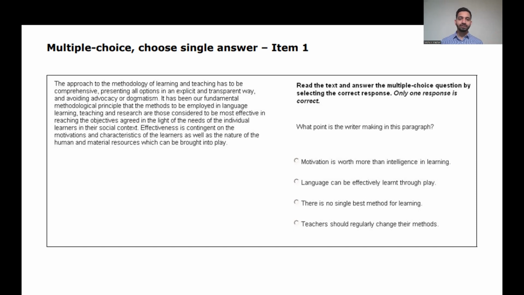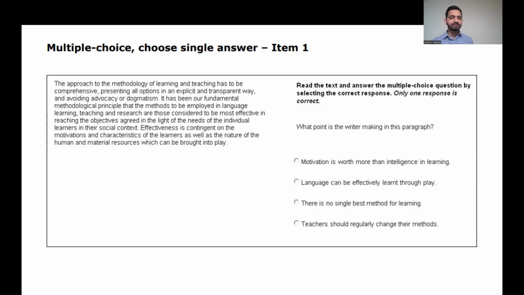So, I mean, there's no single best way. I should be looking for that information in the paragraph, and then teachers should regularly change their methods. So I should be thinking, does it say in the paragraph that I'm about to read that teachers should be changing their methods? I'll start reading the paragraph now, and I've already understood all of the options. Now I will be reading it so that everything will make sense to me.